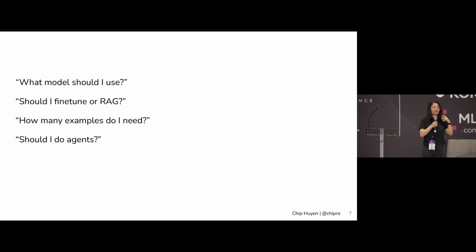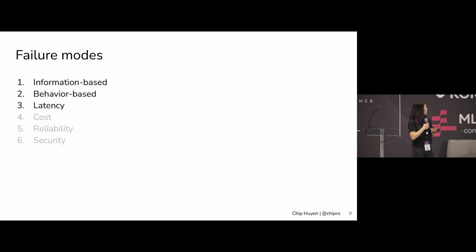I often hear a lot of questions. Which model should I use? Should I fine tune or should I do RAG? How many examples should I include? And I feel like the answer always depends on what kind of issues you are trying to correct for in the application. So what you want to do next depends on the failure modes of the application. I categorize the failure modes into 6 kinds. One is information based, behavior based, latency. And because we only have about 20 minutes today, I'm going to go over the first 3 types of failure modes and how to address them.